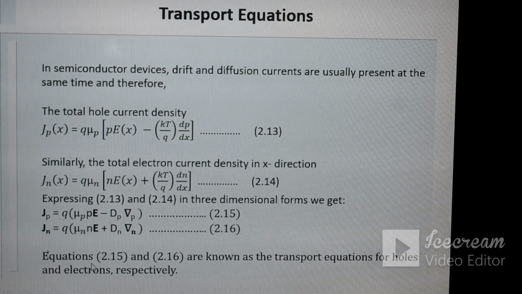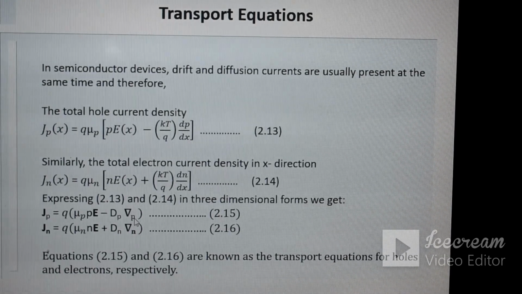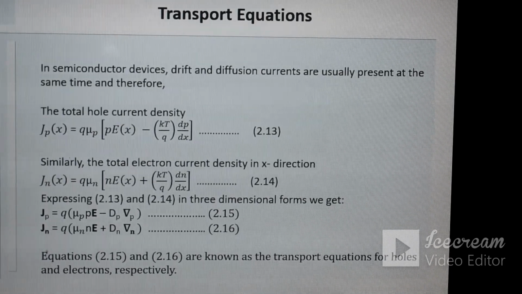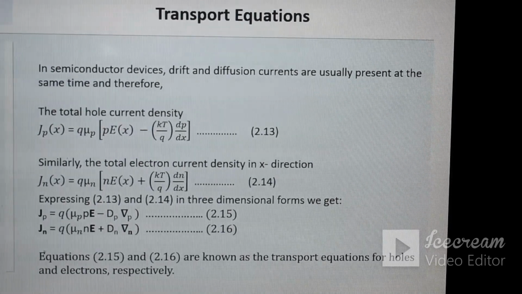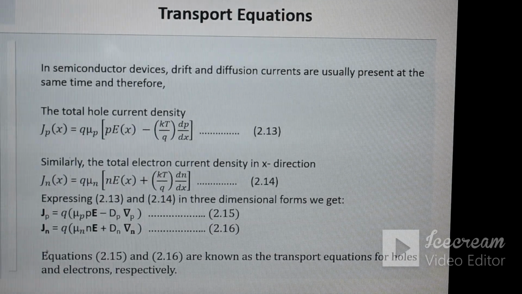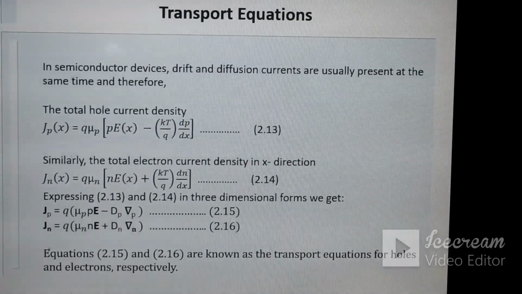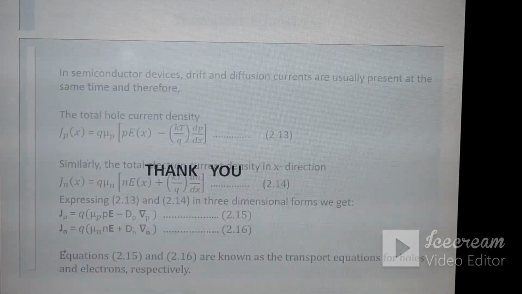Here the operator is a vector operator, del by del x, del by del y, del by del z. So equations 2.15 and 2.16 are known as the transport equations for holes and electrons respectively. Thank you.